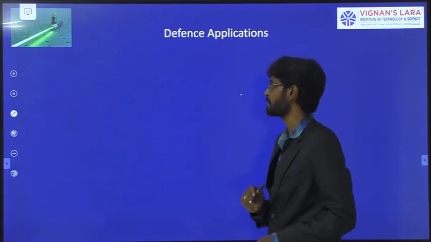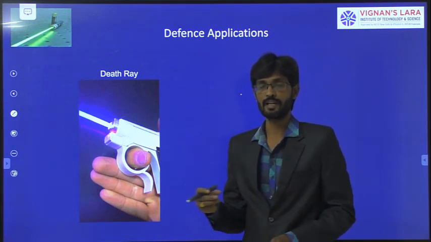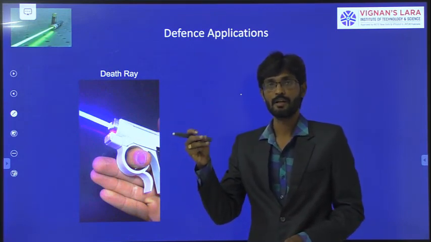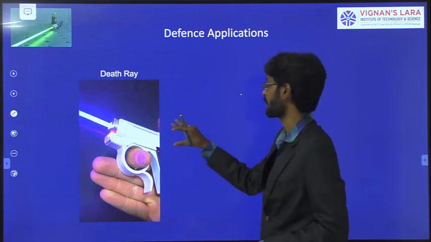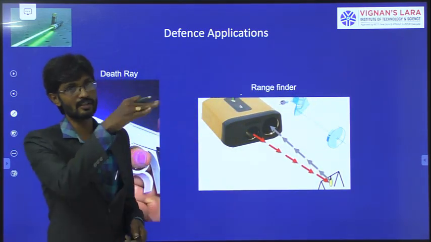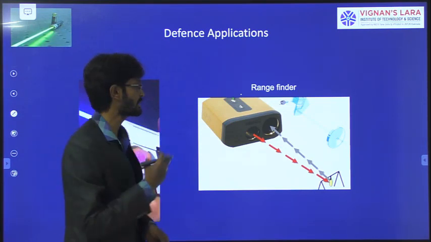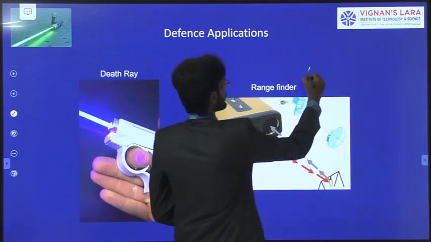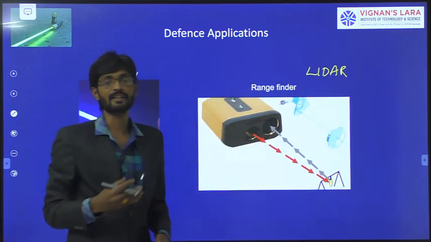And if you see defense applications, lasers are used as death ray devices, where the laser is exposed to the enemies, which results in the death of the enemies. So laser death rays. And lasers are also used as range finders to find the distance of the target. So these are the applications of laser. As well as the lasers are also used for LIDAR application. That means light detection and ranging.